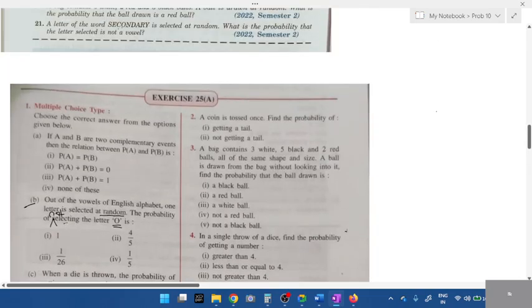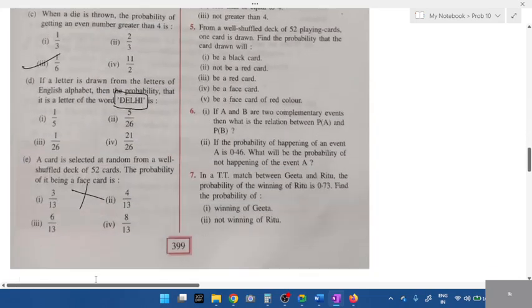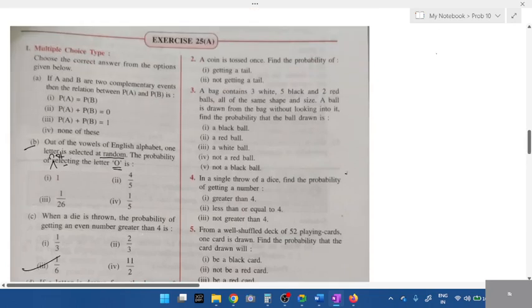Next question. Cancel these two. There is no card concept. Try this. A coin is tossed once. What is the probable sample space, students? What are the two things we have in a coin? Head and tail, H comma T.